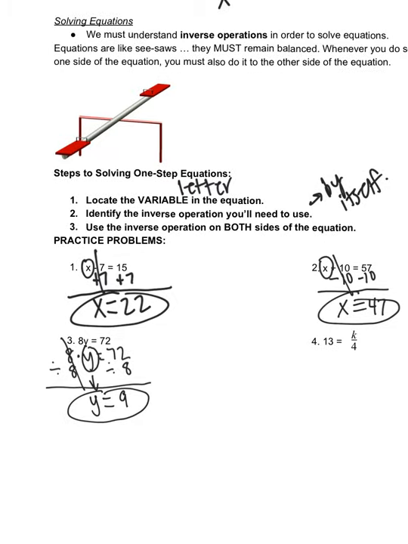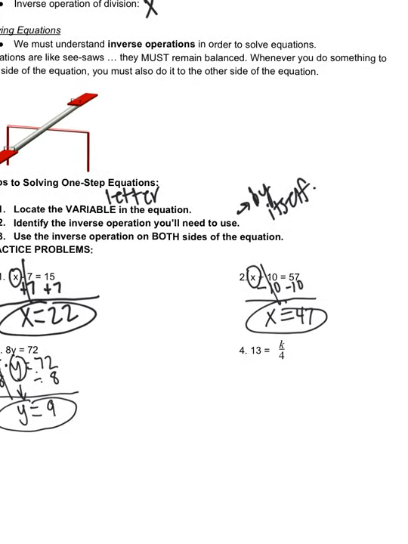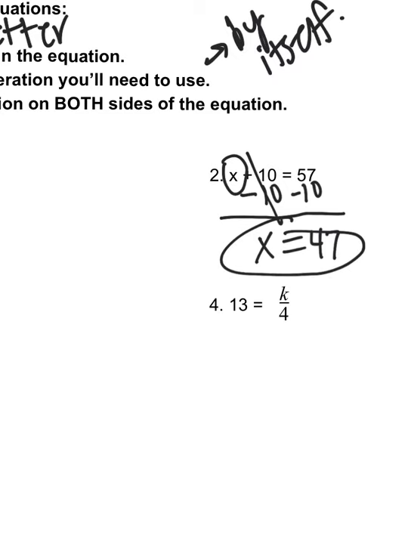And the last one we have for one-step equations is a division problem. So we have 13 equals k over 4. If we see a fraction, that just means division. Okay, so don't be confused by the fraction bar. I know a lot of times fractions are just perceived as something scary. We don't like them. Just think of it as division.